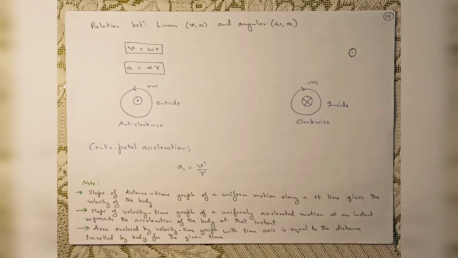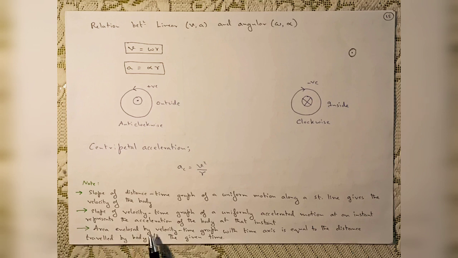There are certain things that should be noted down. For example, the slope of the distance time graph of a uniform motion along a straight line gives the velocity of the body. The slope of the velocity time graph of a uniformly accelerated motion at an instant represents the acceleration of the body at that instant. We are going to understand all this when we do some examples.